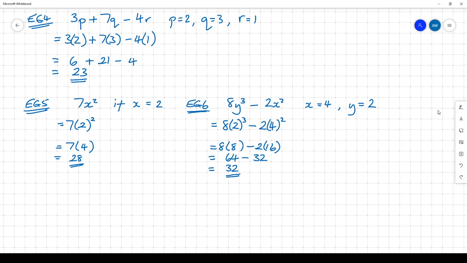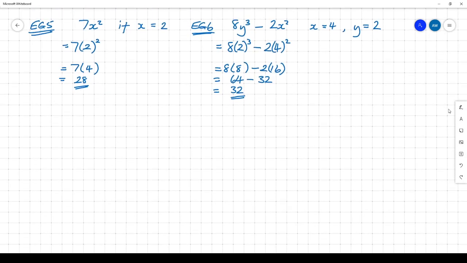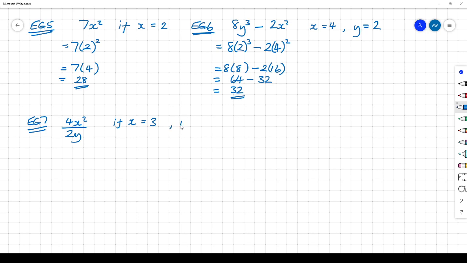One more example, I think. Maybe 2. Let's have a look. Example 7. Evaluate 4x squared divided by 2y, if x equals 3 and y equals 4. Now this might be a whole number, it might be a fraction, who knows?